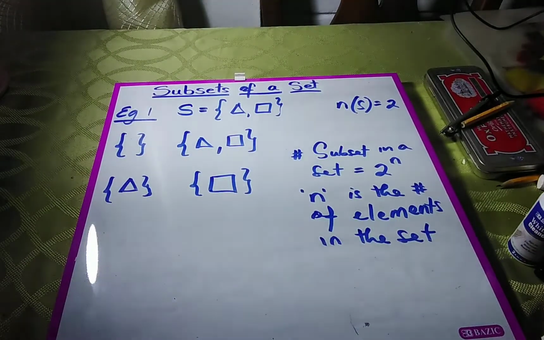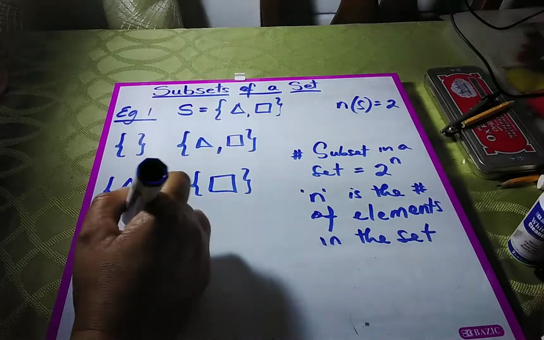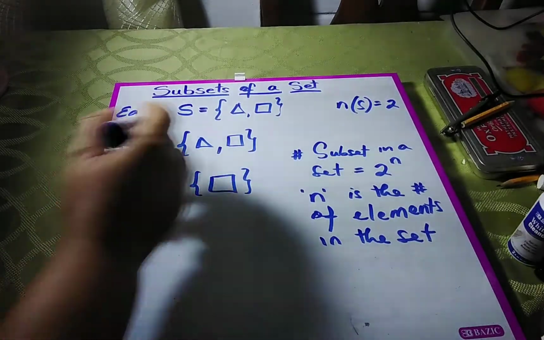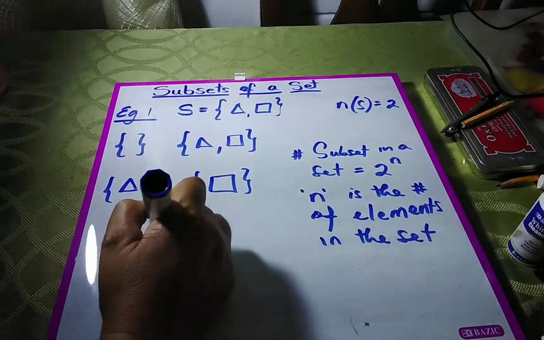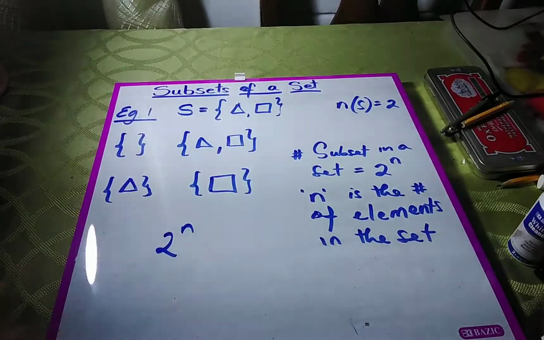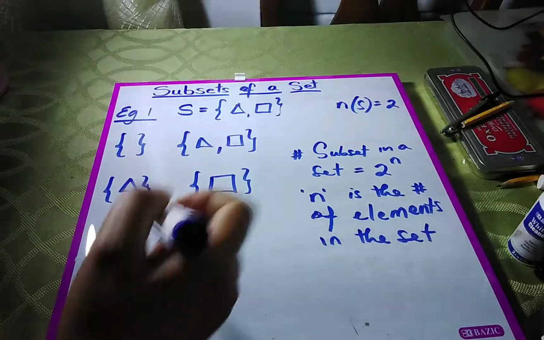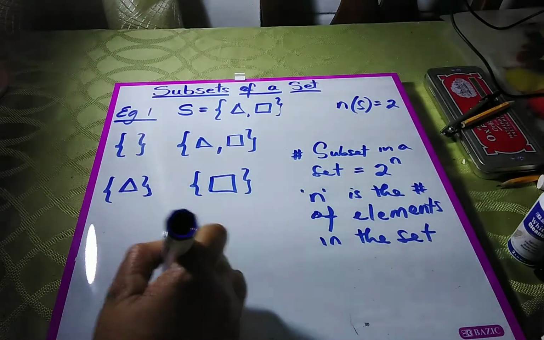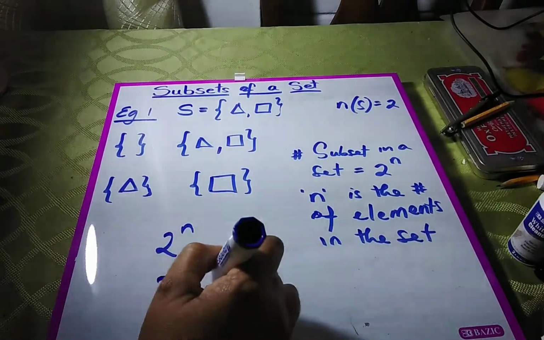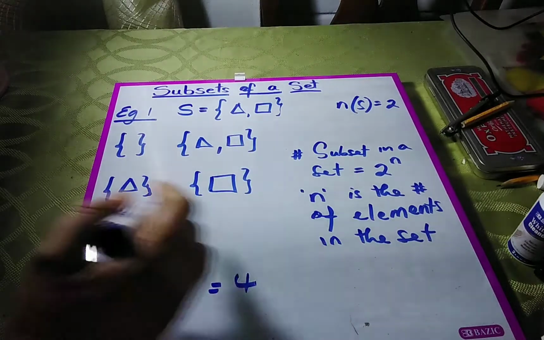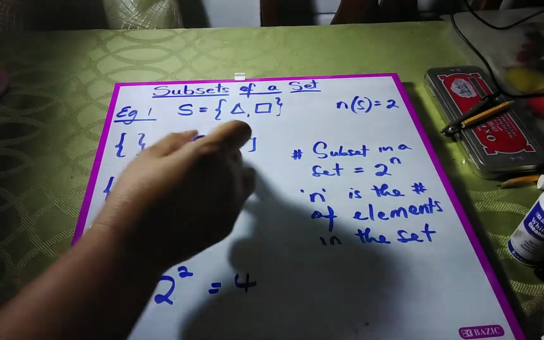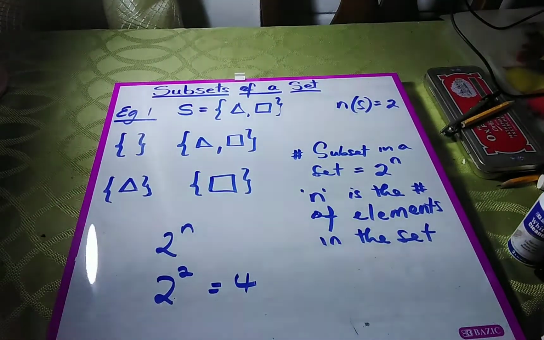For this one, to find the number of subsets, we're going to use this formula, 2 to the n power. How many elements are in the set? 2 elements. So it's going to be 2 to the second power, which equals 4. And we did find 4: 1, 2, 3, 4.